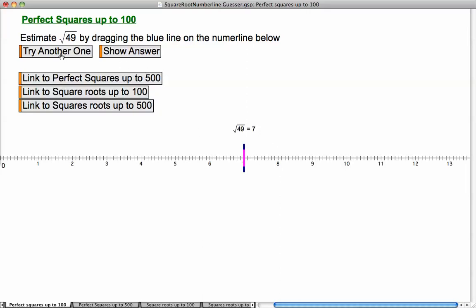And so if you do it wrong, so here's 25, and say I do that it's 4, I don't know, let's say, show the answer, it shows the correct answer in that form.